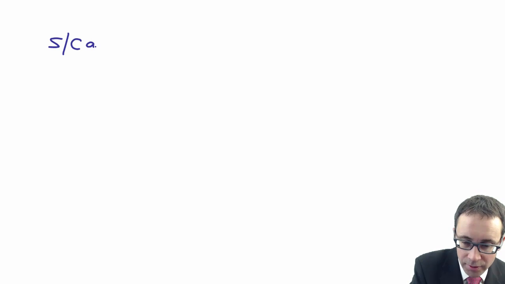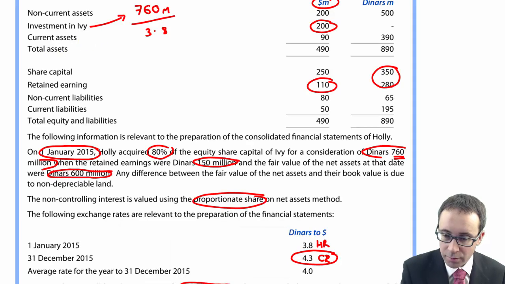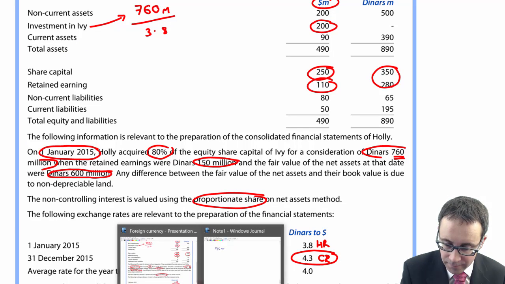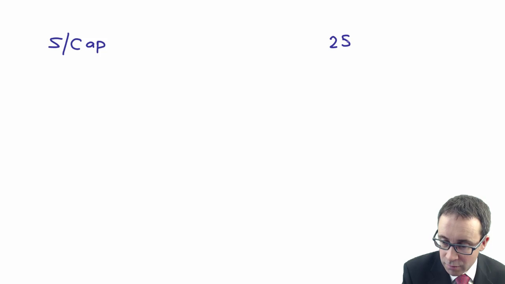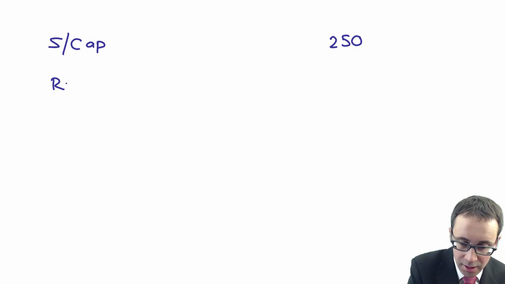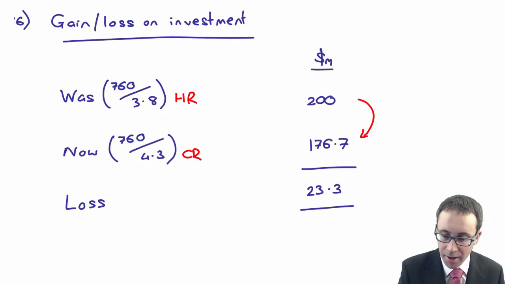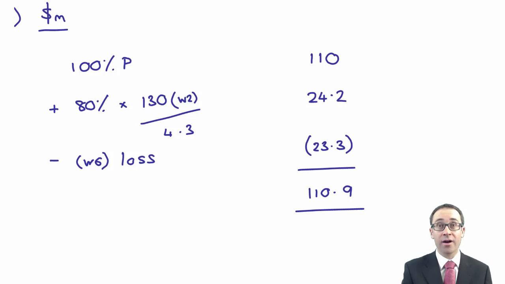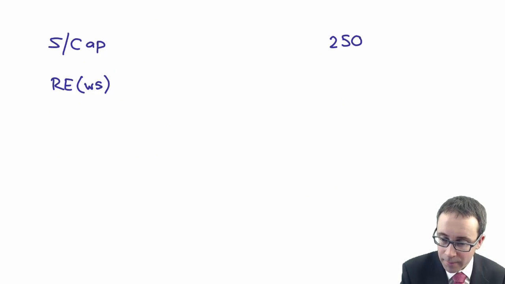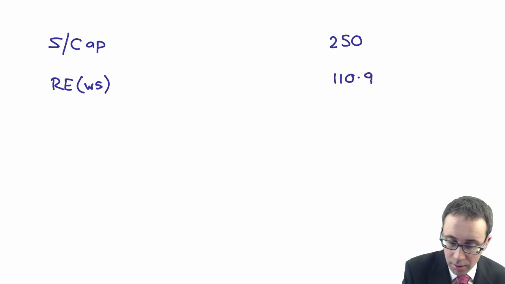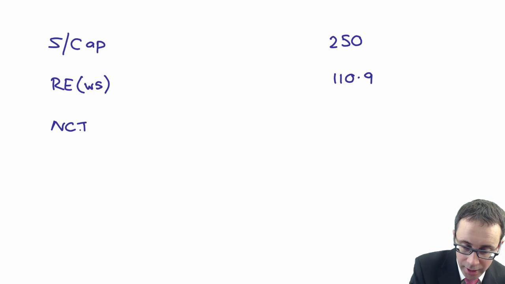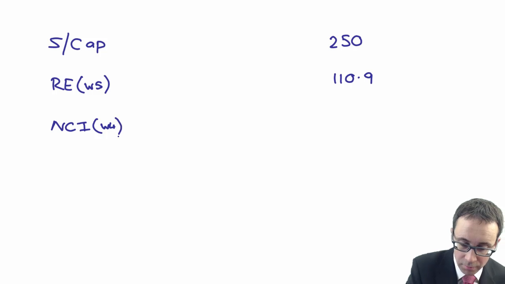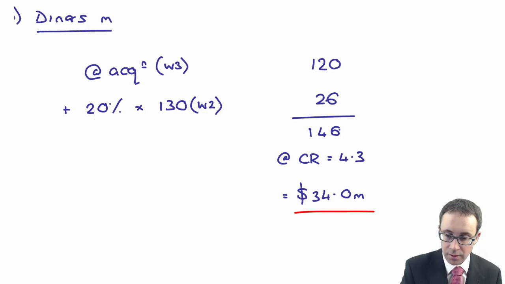So we've got there your equity share capital. 100% of the parent is that there's 250. So we can throw that in there at 250. We've then got, is it our group retained earnings, which is there as working number 5. So if we can cast our minds back, there's working 6, there's working 5. Is it 110.9? We've then got the non-controlling interest, which was working number 4. That was $34 million.